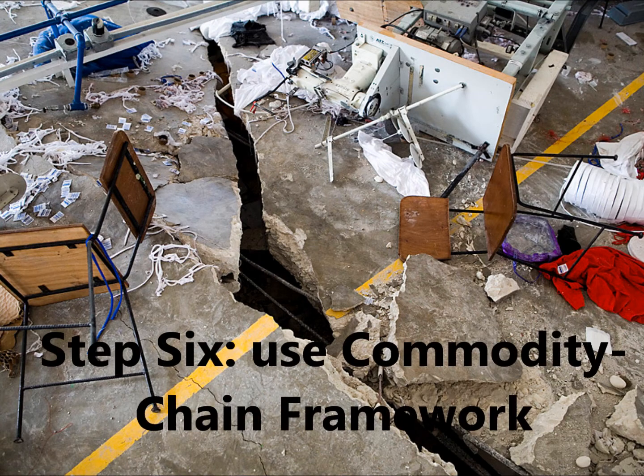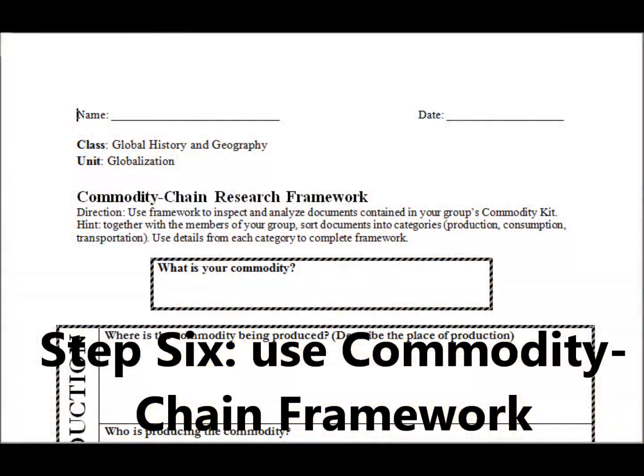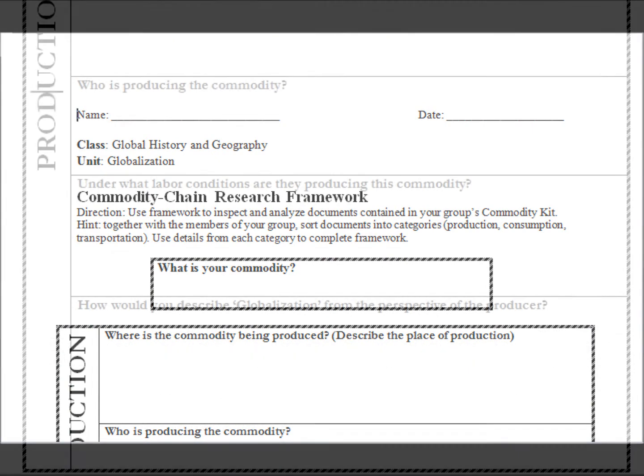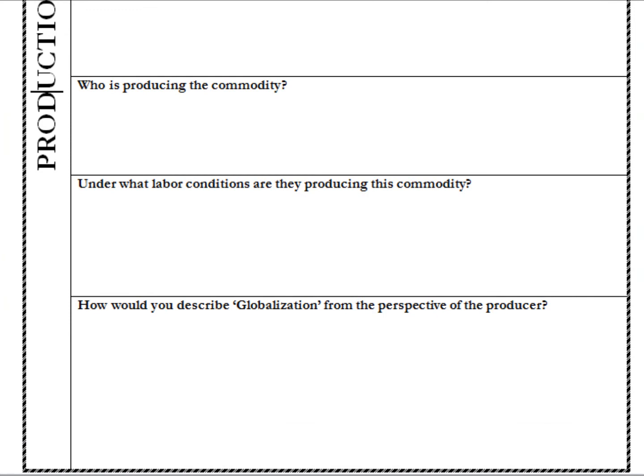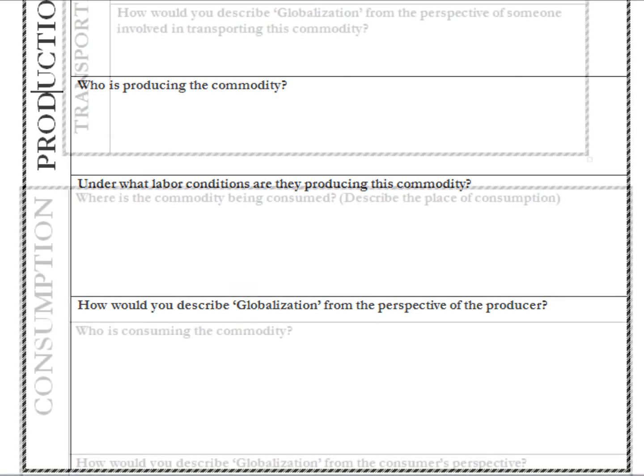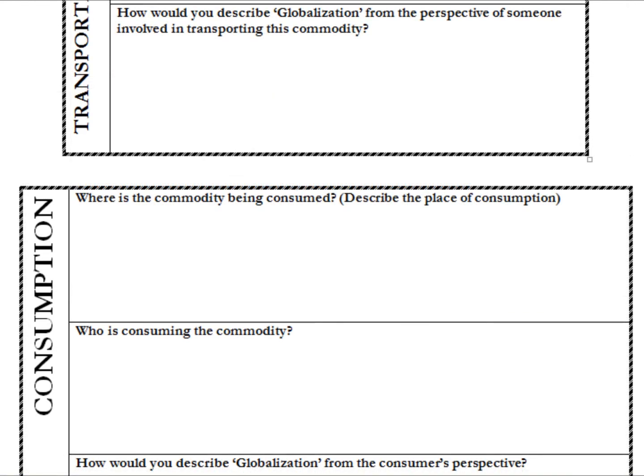Step 6. Now that you've got all of your documents and primary resources and you've evaluated them, use the commodity chain framework that's included in the commodity kit to organize your thoughts. Who is producing the commodity? What are the labor conditions like? How would you describe globalization from the perspective of the producers?